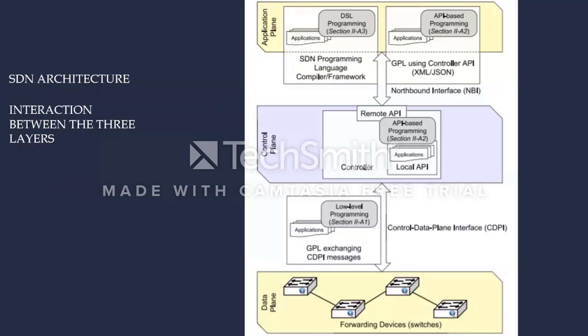This is the diagram which shows the architecture and how these three layers, the data plane, control plane, and application plane, are interfaced with each other. Between the data plane and the control plane, it is interfaced by the CDPI, that is the control data plane interface. And between the control plane and application plane, it is interfaced by the NBI, that is the northbound interface.